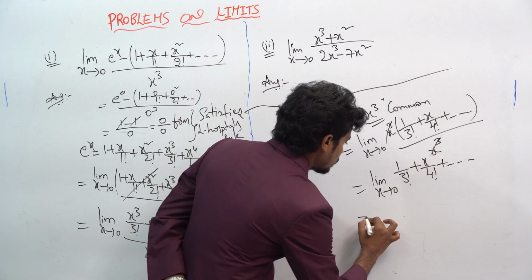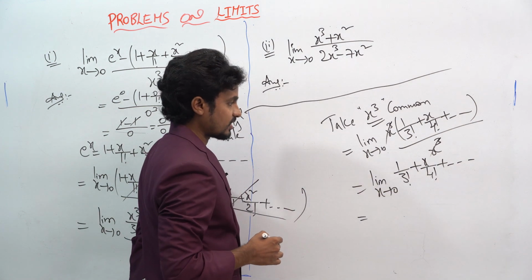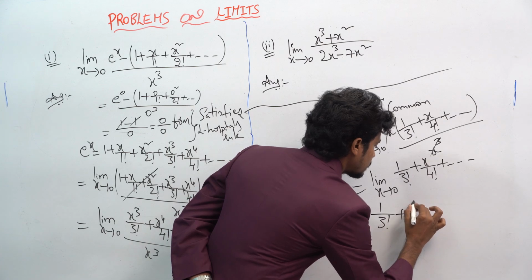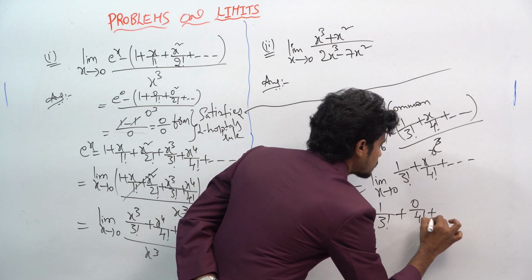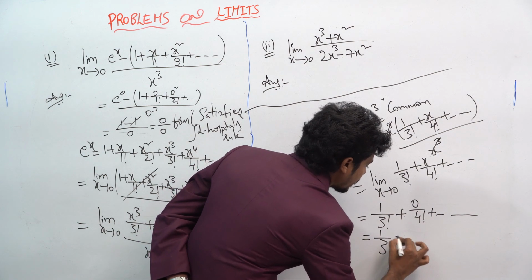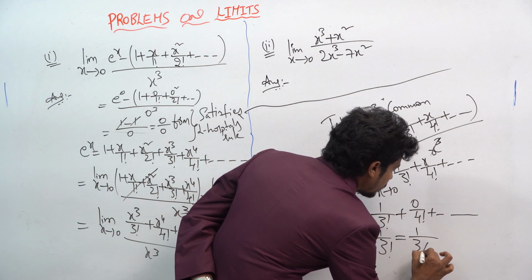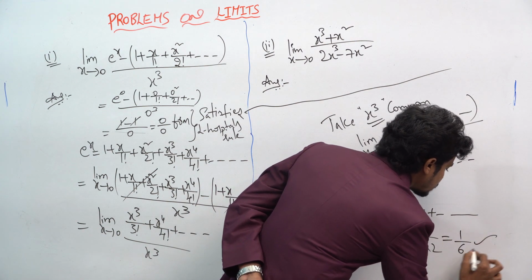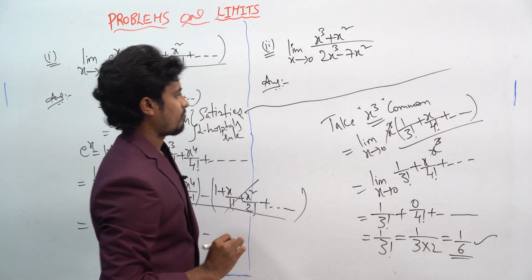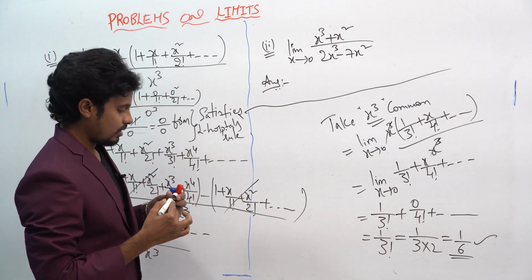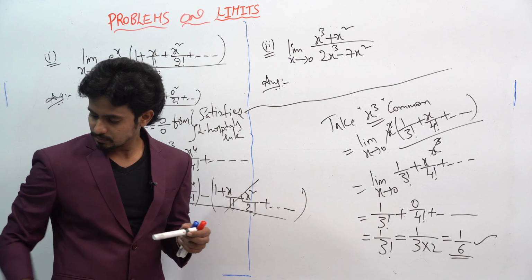Substitute x tends to 0. This becomes 1 divided by 3 factorial plus 0 divided by 4 factorial plus so on. This becomes 1 divided by 3 factorial, which is equal to 1 divided by 3 cross 2, which is equal to 1 divided by 6. The answer for this question is 1 divided by 6.